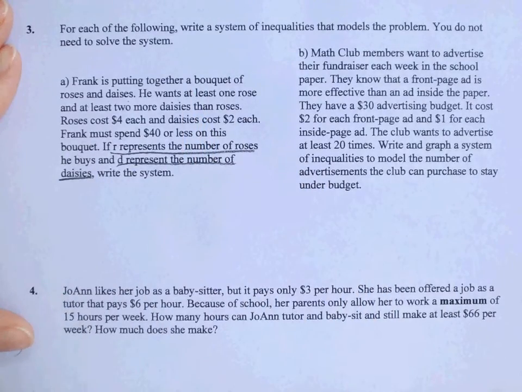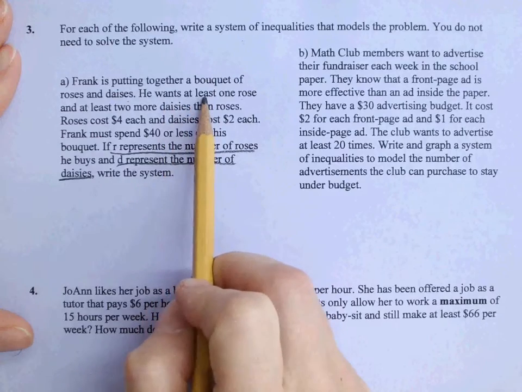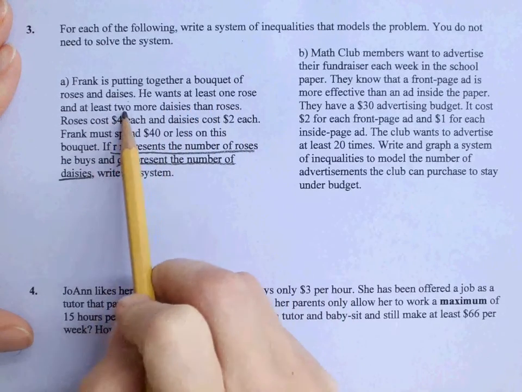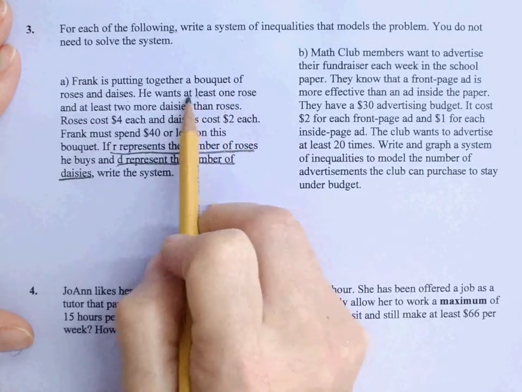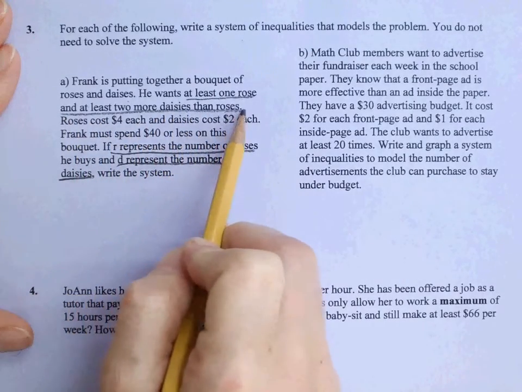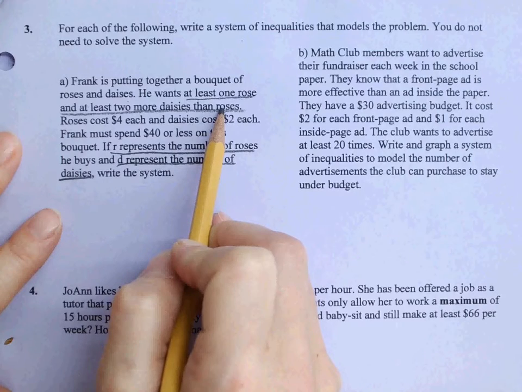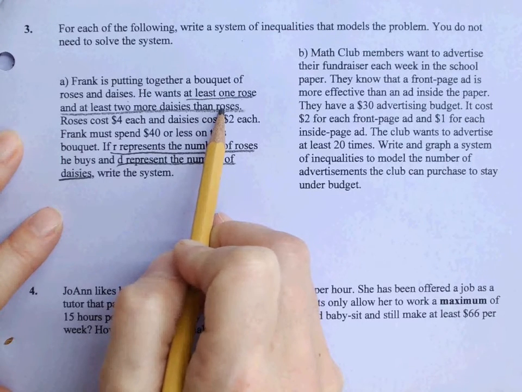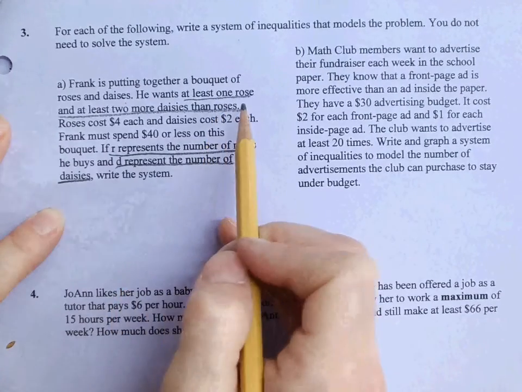So the first thing that he says is he wants at least 1 rose and at least 2 more daisies than roses. So let's write an inequality for that. So it was at least 1 rose and at least 2 more daisies than roses. So that's my comparison. For every rose, he wants to have 2 more daisies.